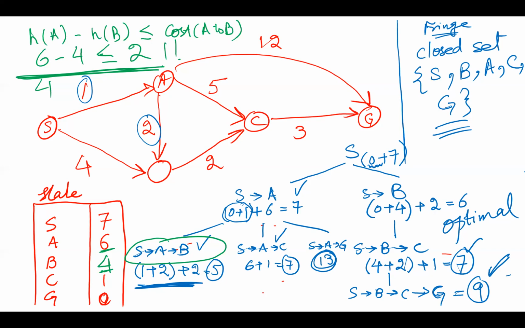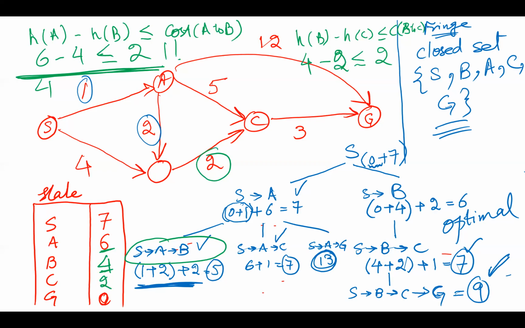But we have to check also from B to C, right? Because there is a path from B to C. Let's check h of B minus h of C is less than or equal to the cost from B to C. H of B is what? 4 now. And h of C is what? 1. And is it less than or equal to the cost? No. All right. Let's change h of C from 1 to 2.